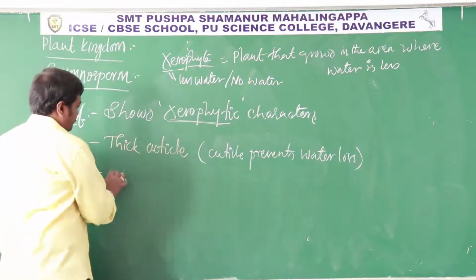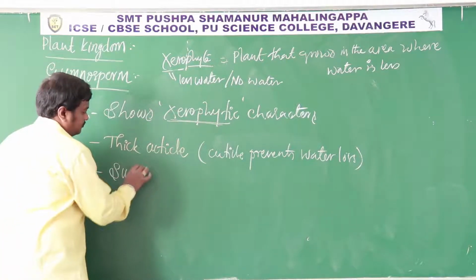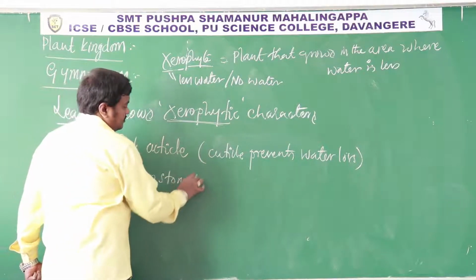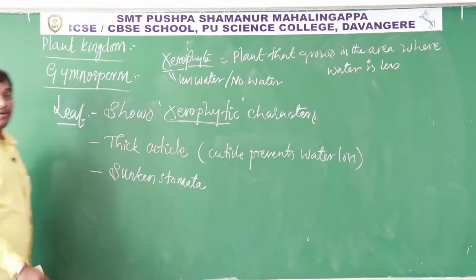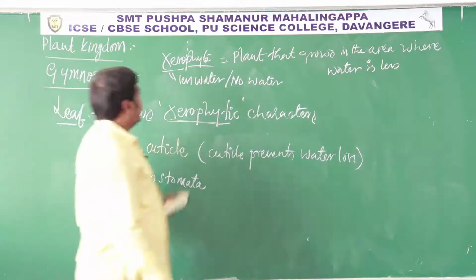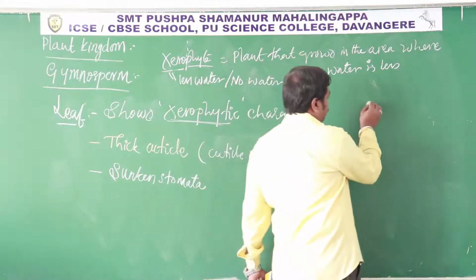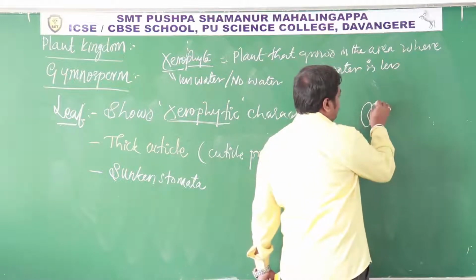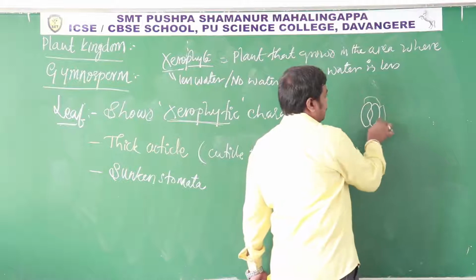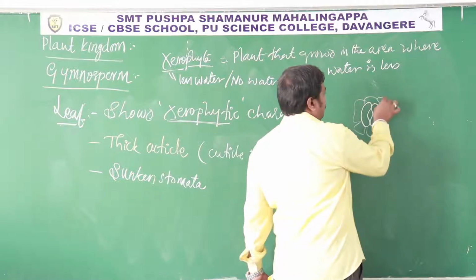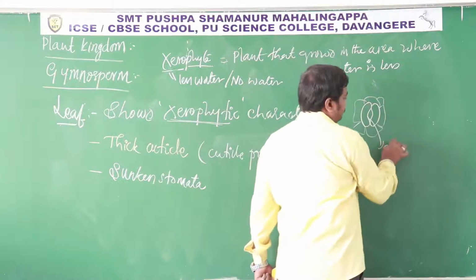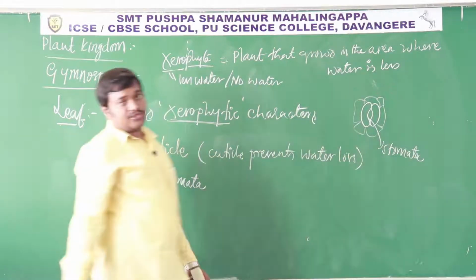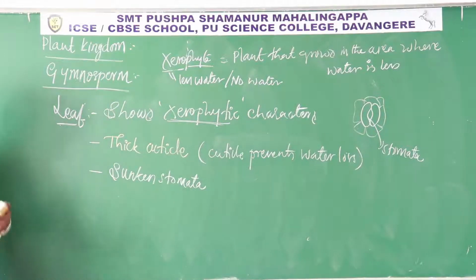Then the second character, they have sunken stomata. Okay, I think you are familiar with the term stomata. On the leaf surface there are very minute pores. These pores present on the leaf are called stomata. Through these stomata only, gaseous exchange takes place in the leaf.